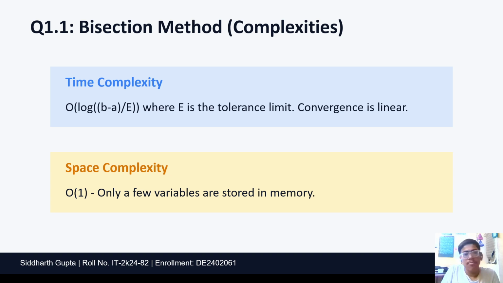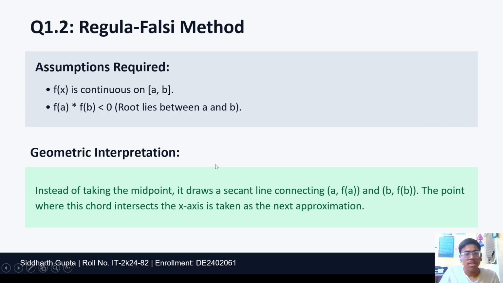So the time complexity for the bisection method is big O of log((b minus a) by e), where e is the tolerance limit, and the convergence of bisection is linear. As you know, it will cut the x-axis in two parts. The space complexity of the bisection method is big O of 1, as only a few variables are stored in the memory. So the second part is the Regula-Falsi method.